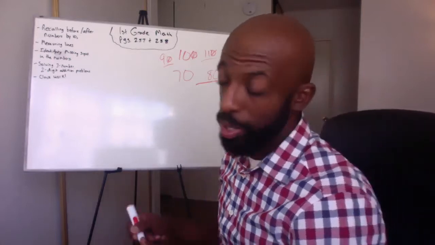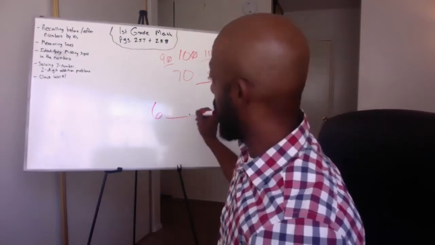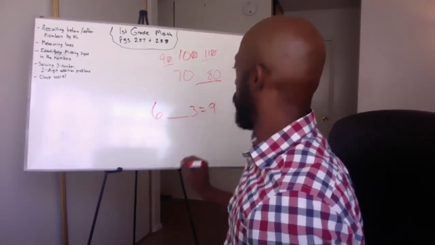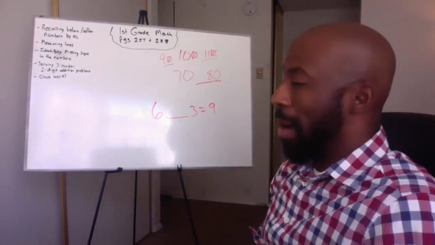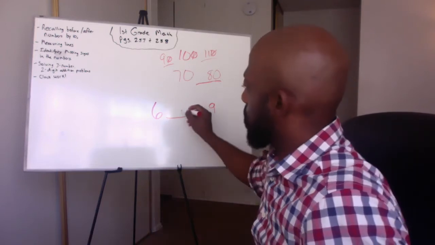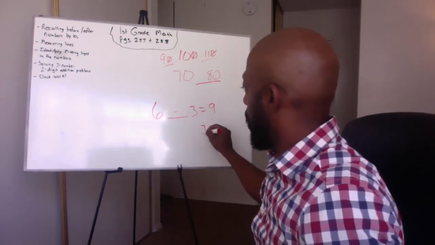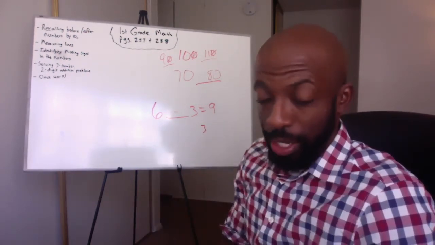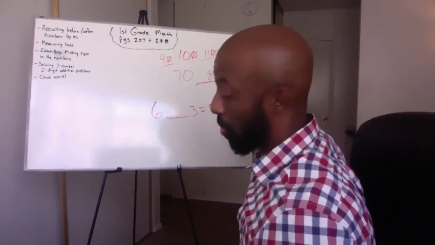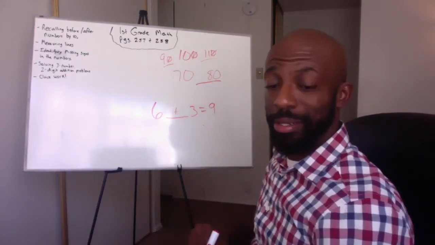So the first problem, we have a 6, then a blank space, then a 3. And our answer is 9. So is it 6 minus 3 or 6 plus 3? Well, if we do 6 minus 3, take away 3 from 6, that's going to give us 3, but that can't be right because our answer is 9. So if we know our answer already, what are we going to have to do? We're going to have to add. So 6 plus 3 is 9. Does that make sense? I think so.